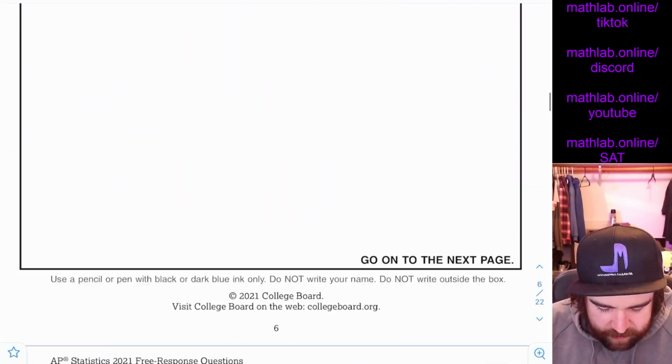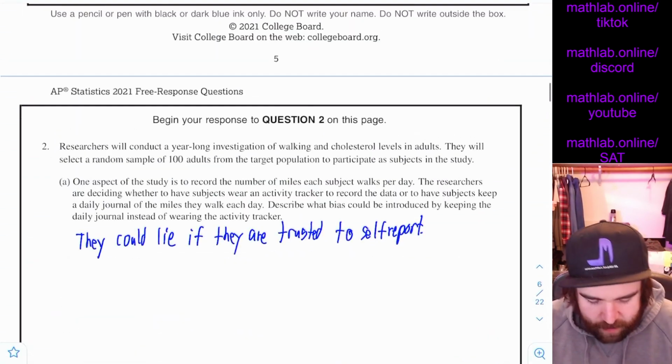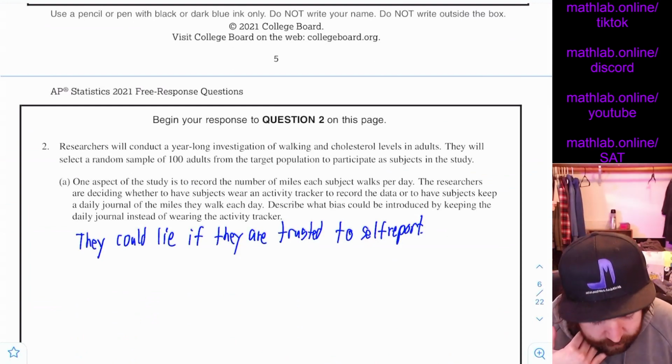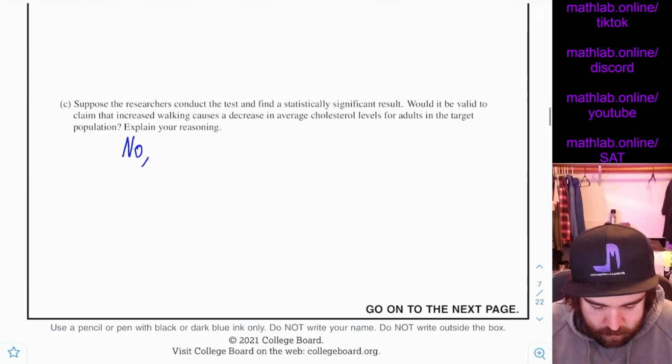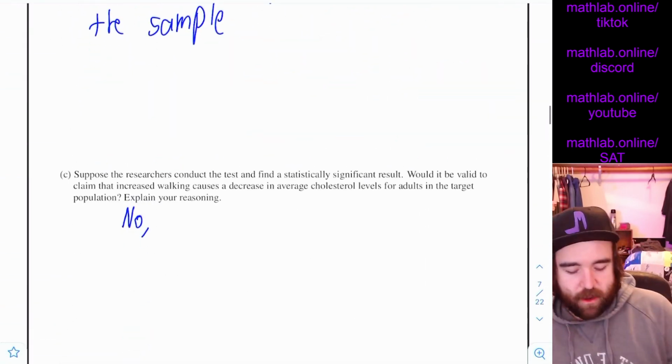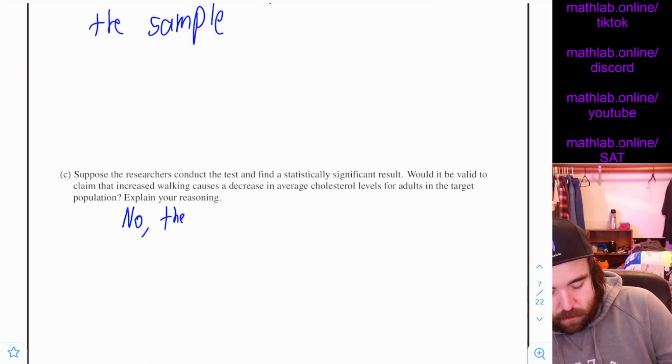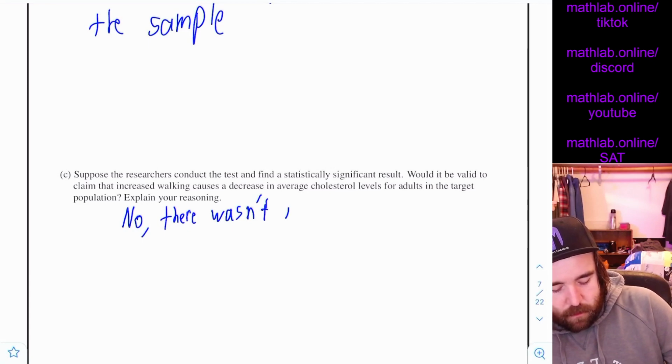Oh, no, there wasn't random assignment. Oh, yeah, there wasn't random assignment. That's why. So they selected a random sample, but there wasn't random assignment. That's a very specific thing we can say. There wasn't random assignment of what they did.